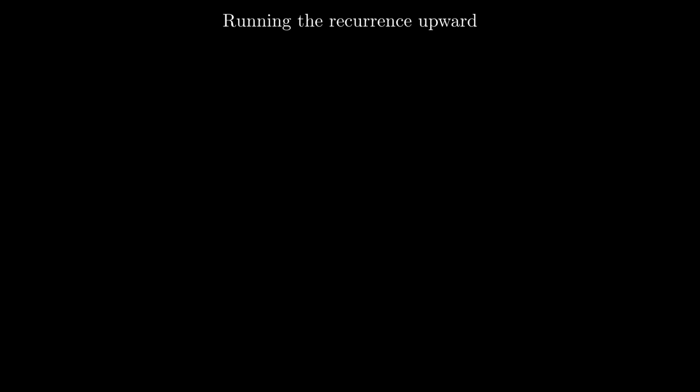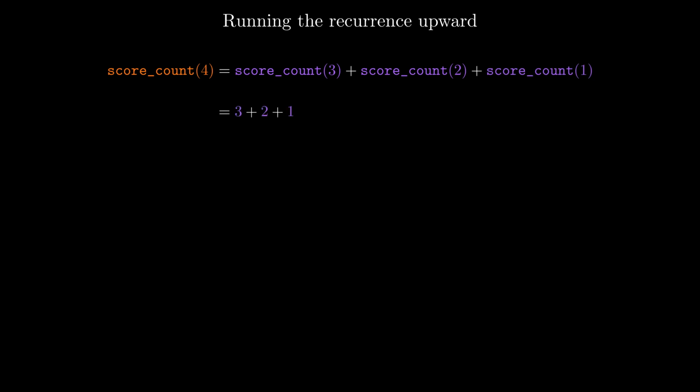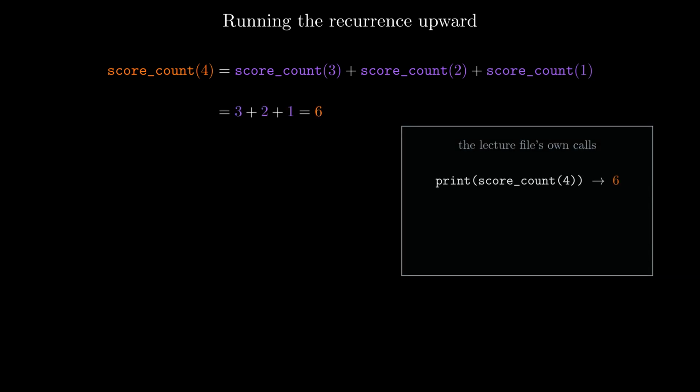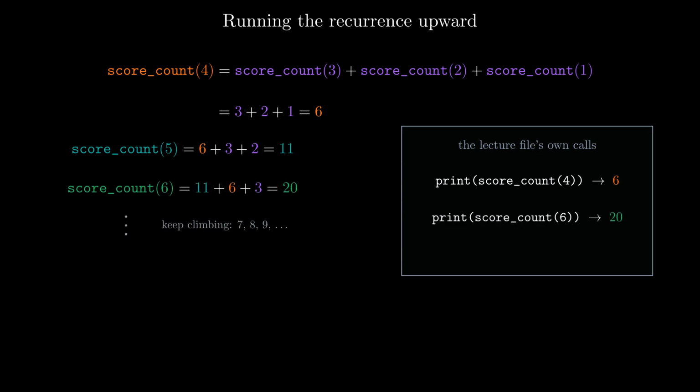Run it and the counts climb quickly. Score count of 4 is score count of 3, plus score count of 2, plus score count of 1. 3 plus 2 plus 1, which is 6. Score count of 5 is 6 plus 3 plus 2, 11. Score count of 6 is 11 plus 6 plus 3, 20. Keep the chain going up to a score of 13, and the answer is 1431.